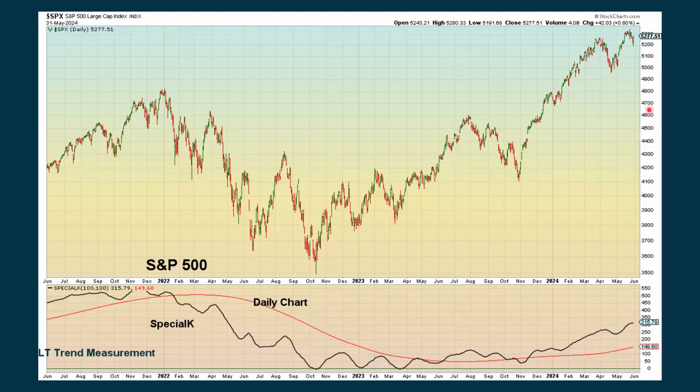We look at a special K chart. We don't get very many signals from this chart, so I only show it when we're actually seeing a crossover between the black and the red line. We crossed over back in November 2023, and so there's been no need to show this since no new signals have been generated.